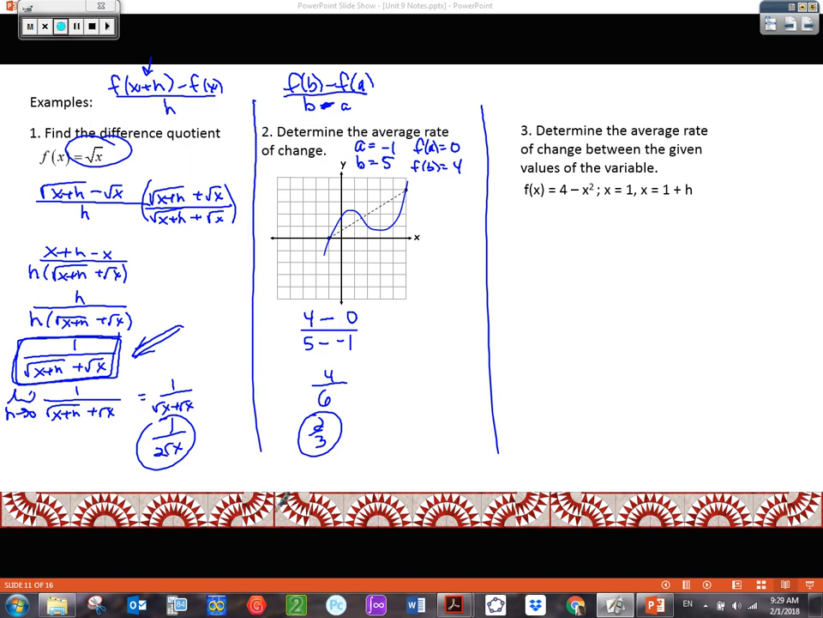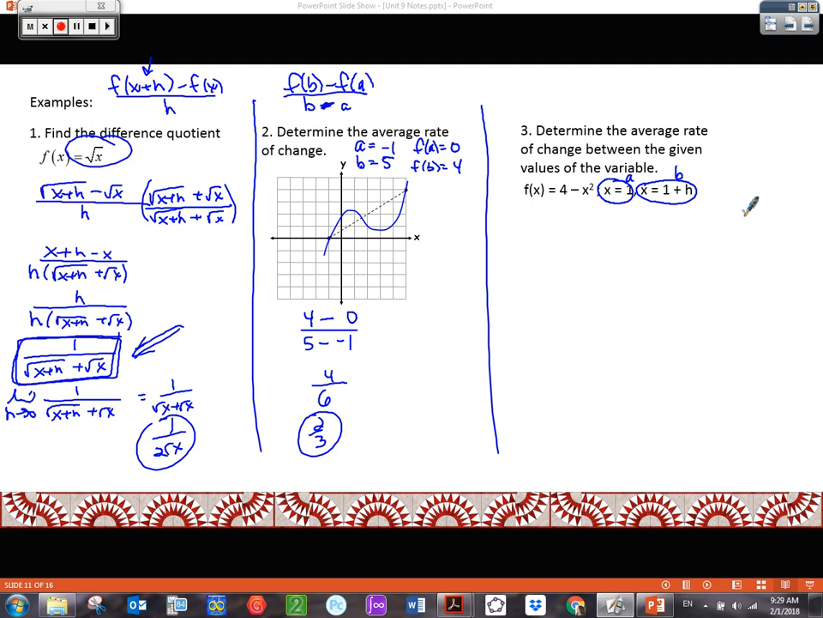All right, so here we're wanting average rate of change between the given values of the variable. So x is 1 and x is 1 plus h. So we need to determine which is smaller, and I'm going with h as positive because we just can't do everything. We can't think of it as positive or negative. So I'm going with h as positive, which would make this one smaller. So that is my a, and that is my b. Okay, so 1 is my a, and 1 plus h is my b.